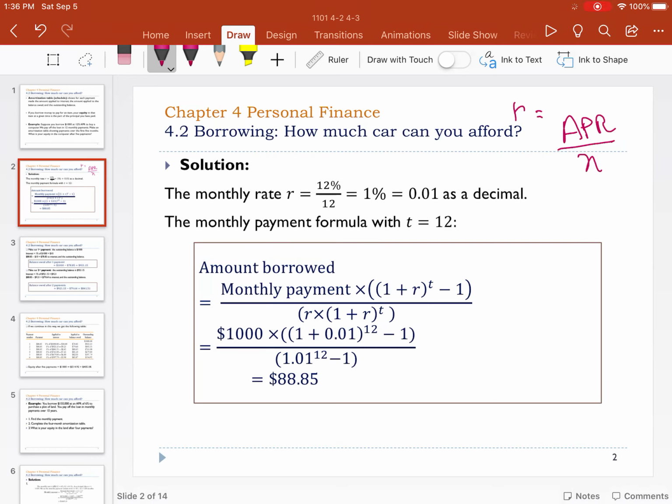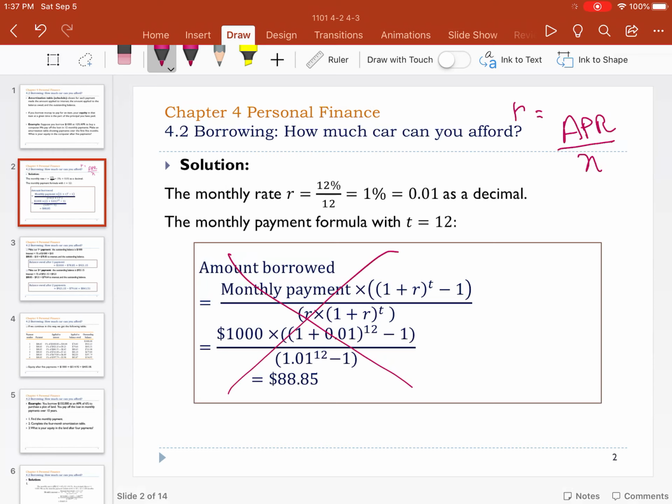So with T equals 12 months, we have the amount borrowed would be the monthly payment, which is going to be multiplied by 1 plus R to the T minus 1, and we've seen this formula before. I'll just let you look at that. Of course, we are going to put in $1,000. That's what was borrowed, and so this is actually a mistake here. We've got the wrong formula, so this is a tragic error.